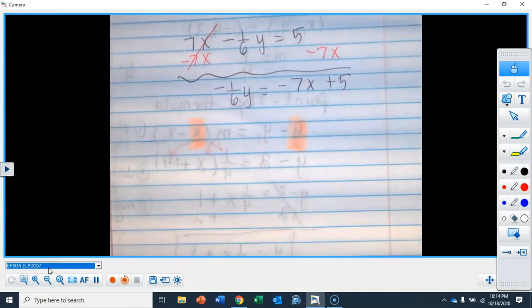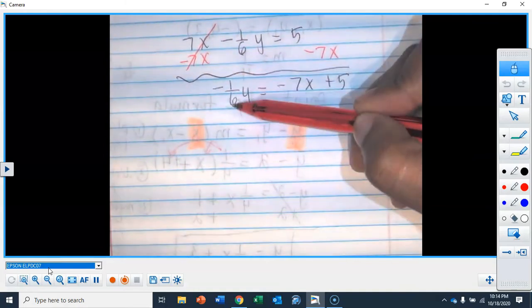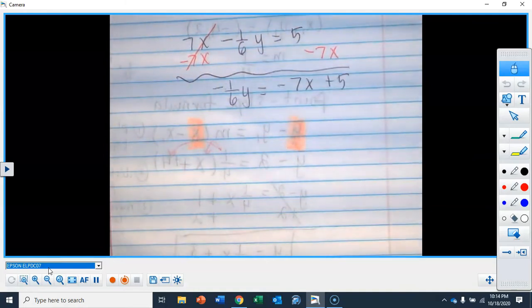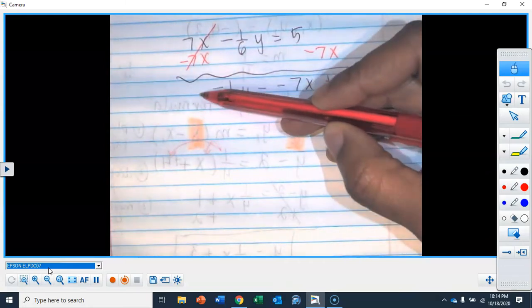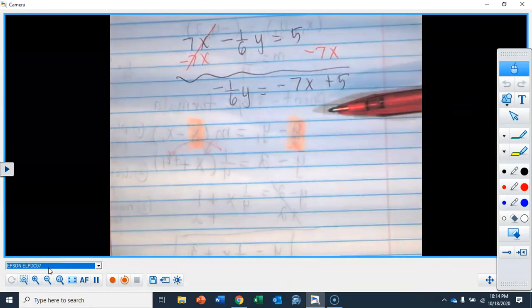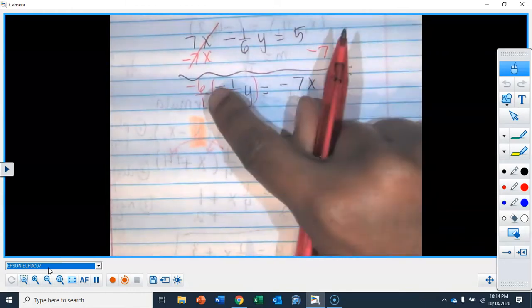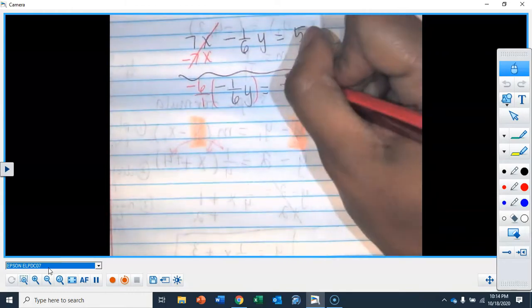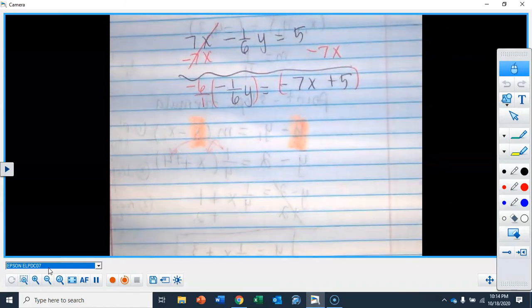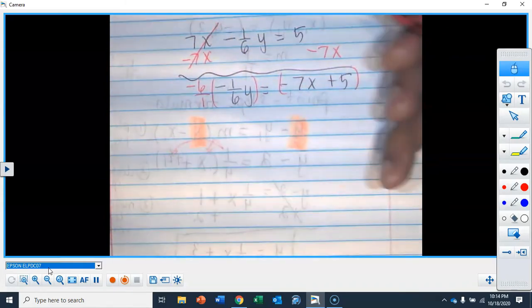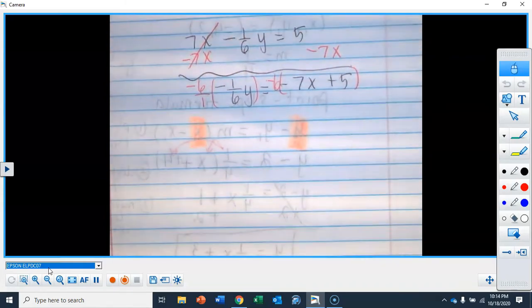Okay, there's that fraction. We want to get rid of the fraction, and it's also negative. So remember, I don't want to just multiply by 6 over 1, because if I multiply by 6 over 1, this is still going to keep the y negative. So guess what I have to multiply by? Negative 6 over 1. Okay, because a negative times a negative, I want a positive 1y. And what do I have to do to this side? Same thing. I got to multiply by a negative 6. Right there, and do the distributive property.